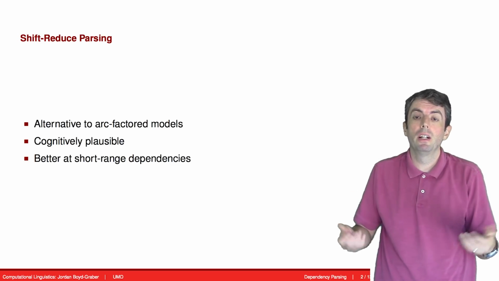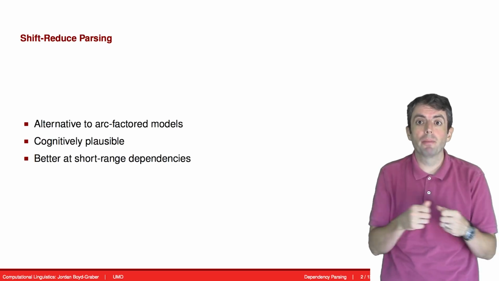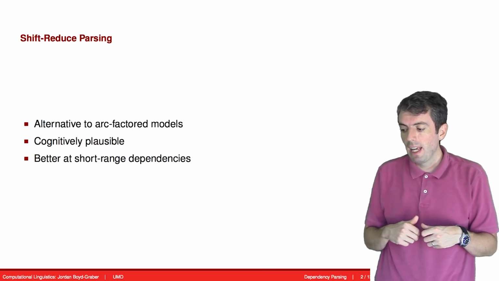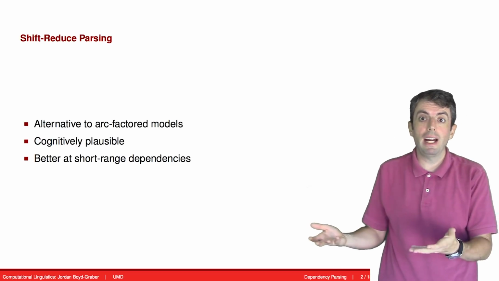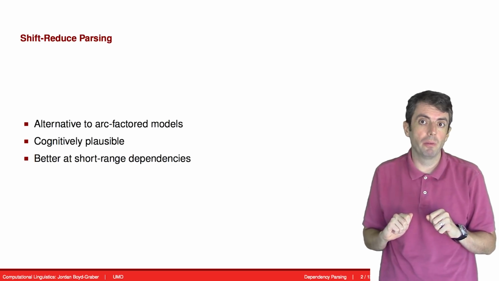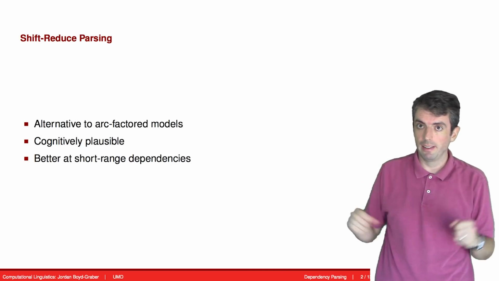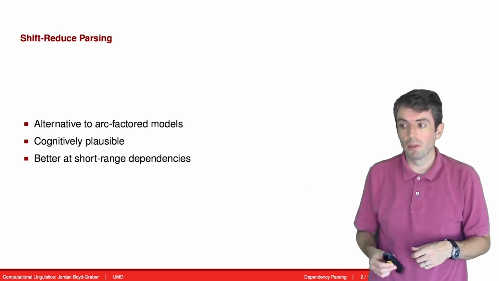It might be how a human might process sentences to build up a syntactic structure, because this can happen as you pass through a sentence. And it also has some advantages in practice. It's better at capturing the interactions of short-range dependencies between words compared to arc-factored models that might get confused at long distances. So let's take a look at how this might work in practice.